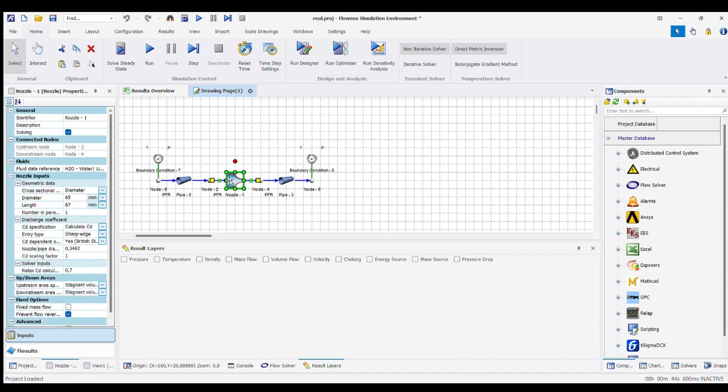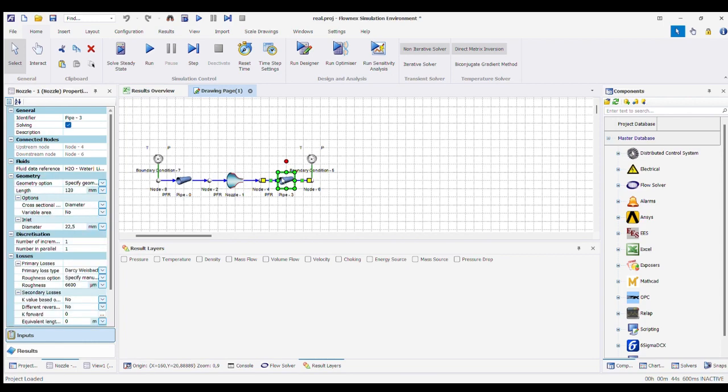The constructed part of the system is represented by nozzle 1, which has an inlet diameter of 65 millimeters and a length of 67 millimeters, and a nozzle pipe diameter ratio of 0.3462, which represents the diameter ratio between the smaller pipe and the bigger pipe. The smaller pipe, which is the outlet pipe, has a diameter of 22.5 millimeters and a length of 120 millimeters. Both the nozzle and the pipe were manufactured from PET with a roughness of 6,600 micrometers.